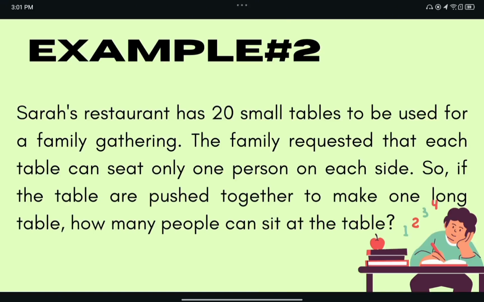So ayaw naman nating mag-aksaya ng oras para mag-drawing ng 20 tables na naka-align. So ang gagawin natin is we should analyze what would happen kung 2, 3, or 4 na table ang ipupush together para makagawa ng isang mahabang lamesa. So pwede natin yon maging guide to answer the problem.